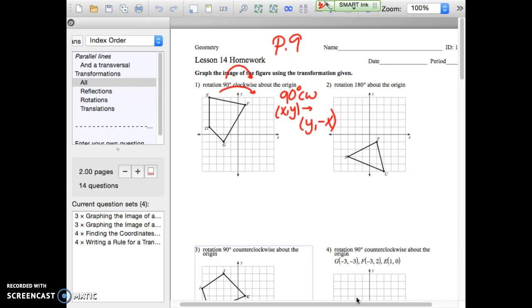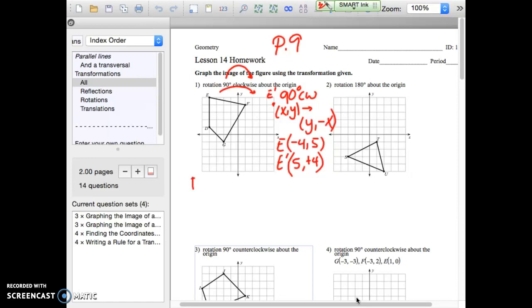So if I'm looking at the coordinate E, it is at (-4, 5). What's going to happen at E prime is that the y is going to come first, and the x is going to change sign. So it was negative, it's going to become +4. So I'm going to go over 5, up 4, and here's where E prime is. And it's exactly where I expect it to be.